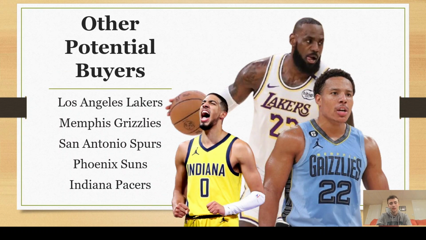Some other potential buyers, the Los Angeles Lakers. We know that teams with LeBron James on them are always looking to get better, and there's no doubt about it that Los Angeles is definitely inquiring on some other players. I'm not quite sure if that's maybe a point guard, a cheap point guard, or maybe a center. There's been talks about Vucevic for them, talks of Walker Kessler from the Utah Jazz.